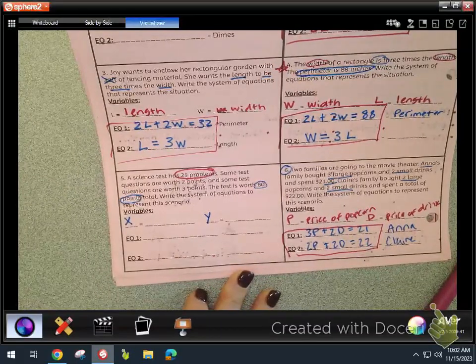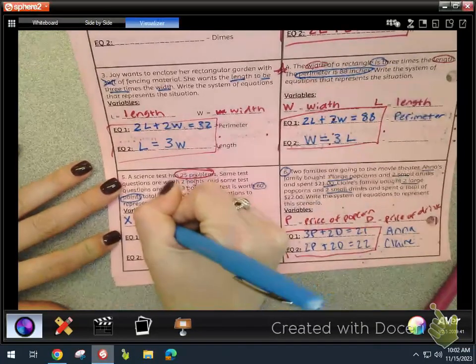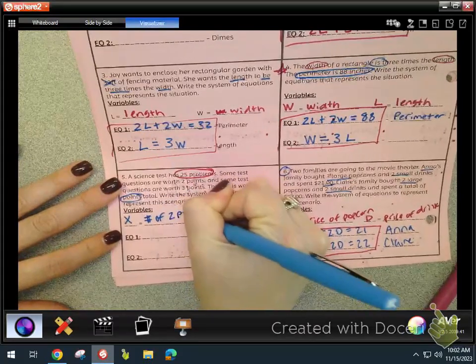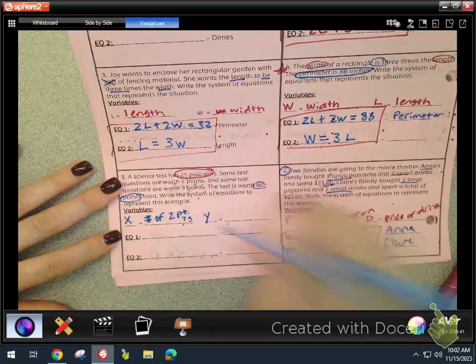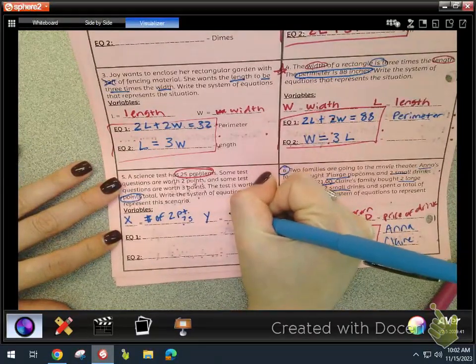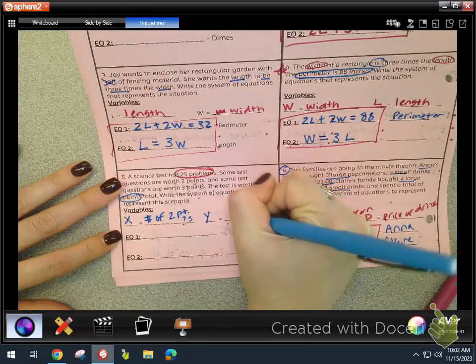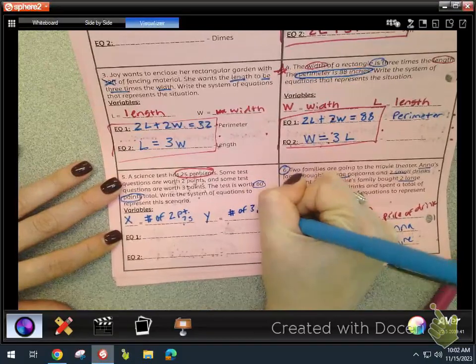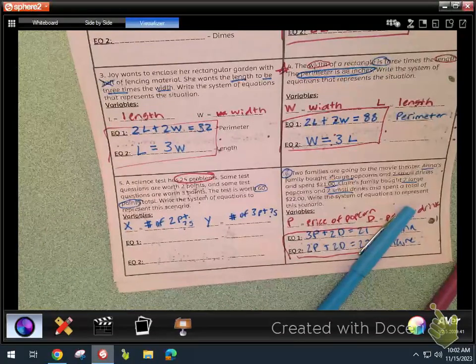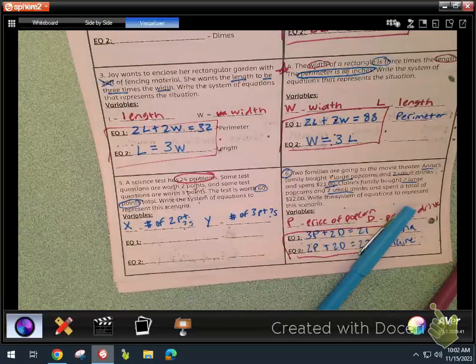So let's let X represent the number of 2-point questions. So then what would Y represent? Number of 3-point questions. Okay, those are the two things I'm comparing. How many 2-pointers, how many 3-pointers? Okay, now I need to actually write my equations. I need to sift through that information. This is a good problem to know how to do. I might put a star by this.